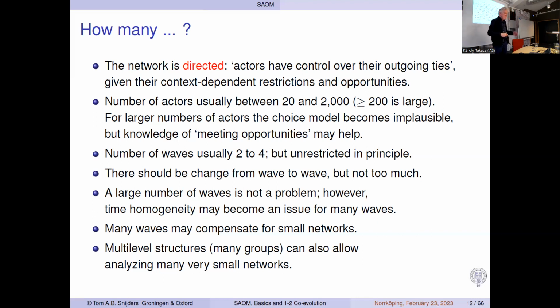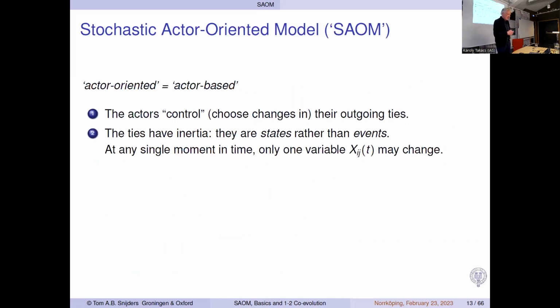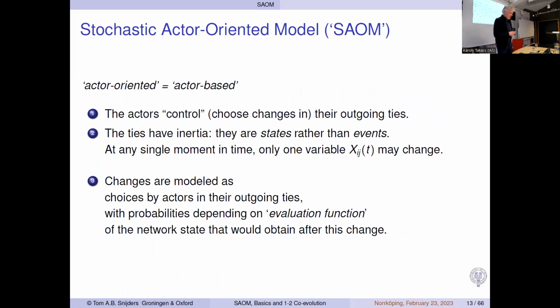So I have said here 2,000 because I know that there are applications of, let's say, about 1,000 actors. And there you can not structure the choices, but inform the choices by having some knowledge of meeting opportunities. I will skip some of it because I need my time.